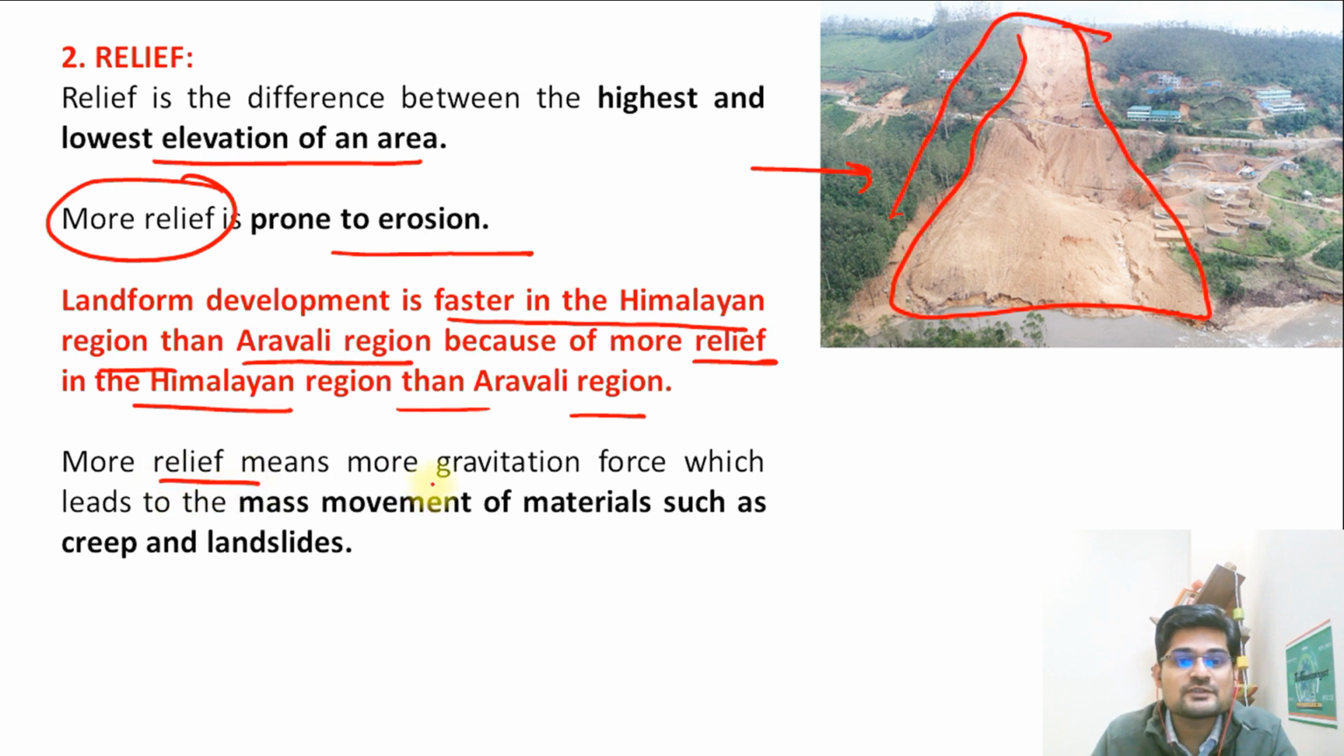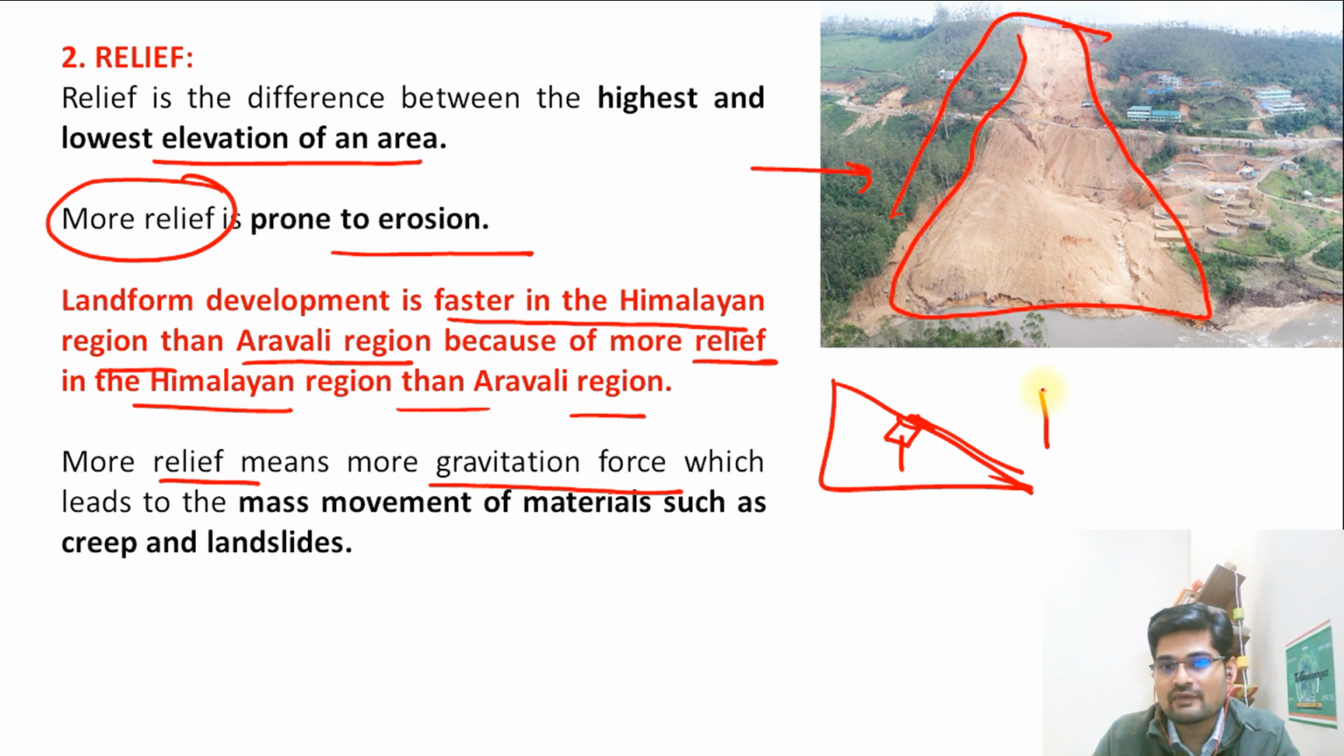More relief means more gravitational force and different angles. We have already talked about this factor: different angles mean different gravity pressure, and accordingly it will change. If the angle is steep, there will be more wear and tear on the surface, mass movement and landslides will be triggered, and in the course it will lead to a change in the landform. So that is important.